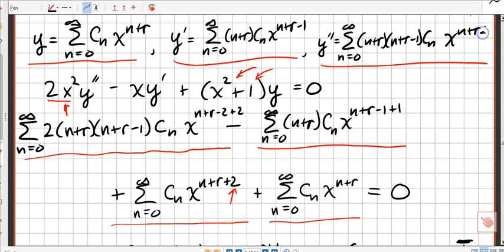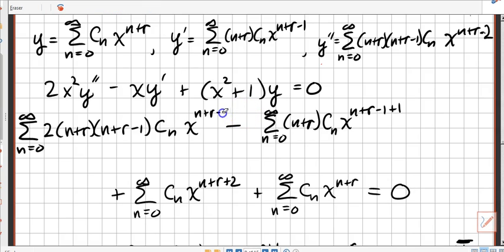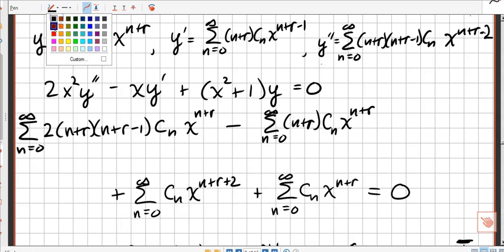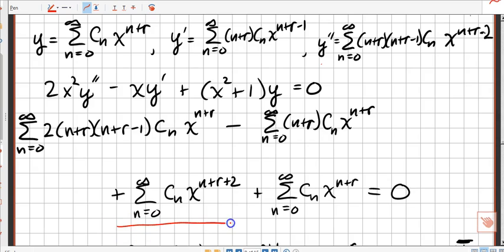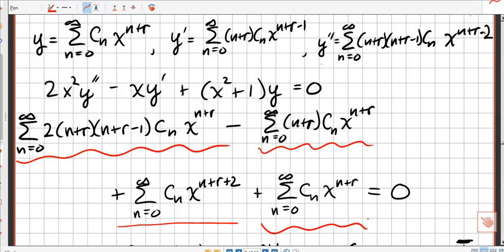So this is minus 2 plus 2, so that's just n plus r. This next one has the minus 1 plus 1, so that's just going to be n plus r. And then this third summation is going to have n plus r plus 2. And then this last term is n plus r. So we actually have 3 terms that start with n plus r. So if we plug in n equals 0, we actually will start off with the term x to the r.